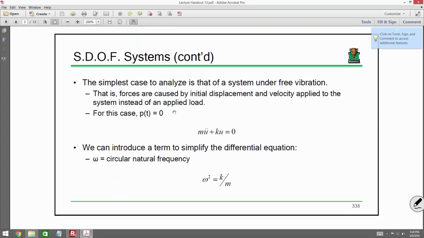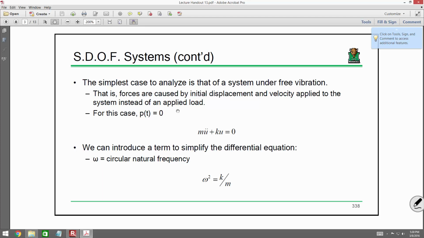Now, the easiest case to consider is to start off with a system that is undamped, and also a system that has no load on it. In other words, the load equals 0. And you go, well, when does that ever happen? That is a case of free vibration. It happens all the time. Think about a guitar. I take the guitar, I pluck the string, I let it go. What does that guitar string do? It goes boom, it makes a sound, right? It makes a sound because it is vibrating, but there's no applied load. It is undergoing free vibration.